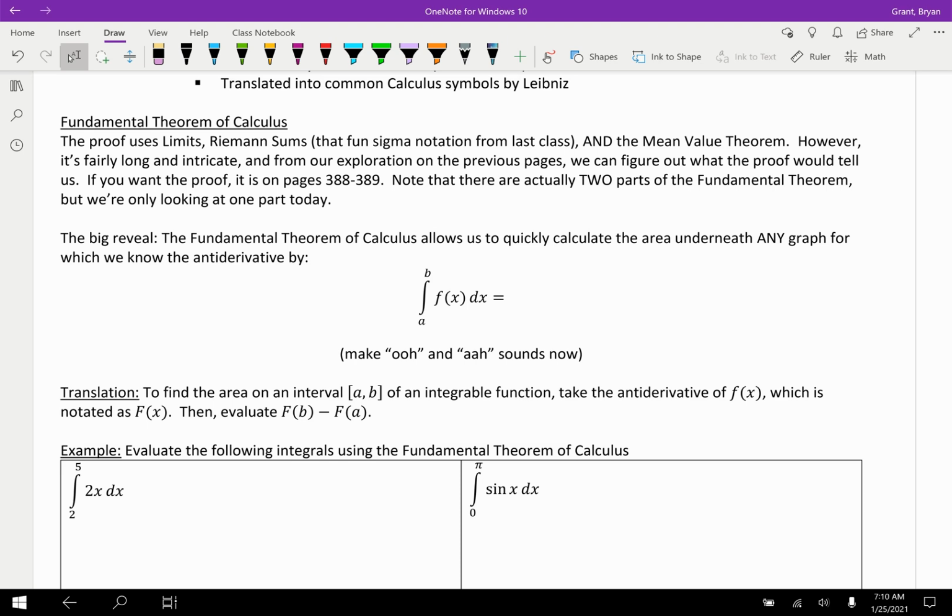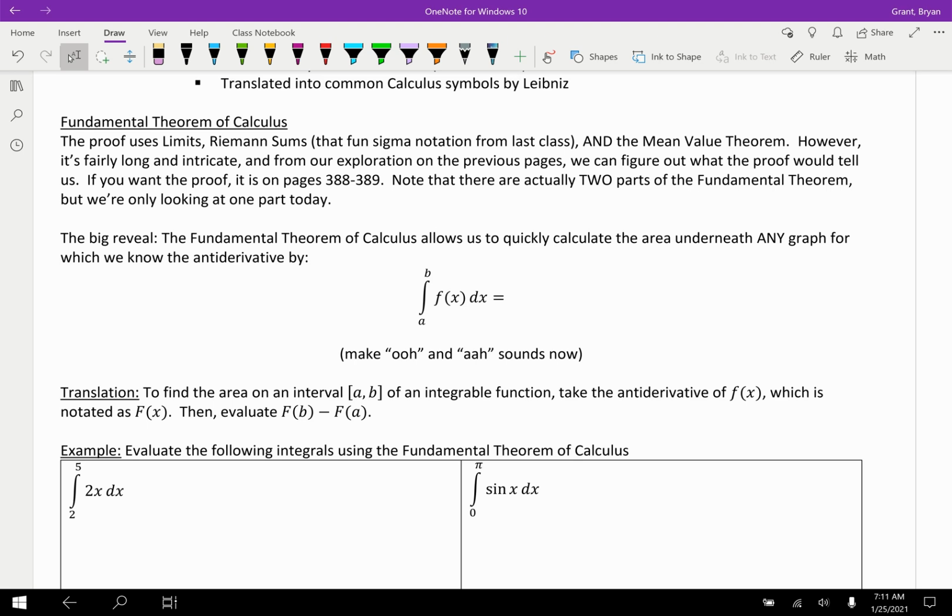But even though we aren't going to look at the actual proof, I feel like with that exploration on the previous 2 pages, you've kind of proved to yourself what the connection is between instantaneous rate of changes and area. Now, there are technically 2 parts of the fundamental theorem as well, one having to do with taking the antiderivative and one having to do with taking the derivative. We're only going to look at one part today, the antiderivative part, and then we're going to look at what I call part 2, 2 classes away from now.